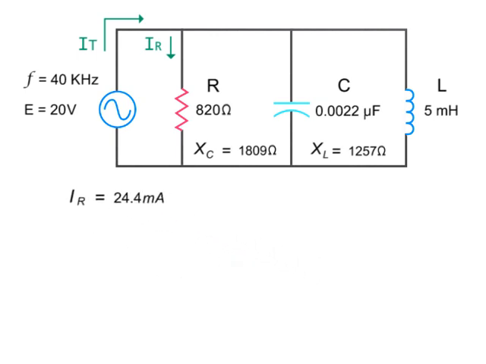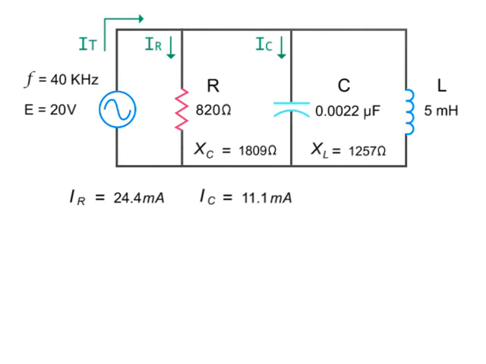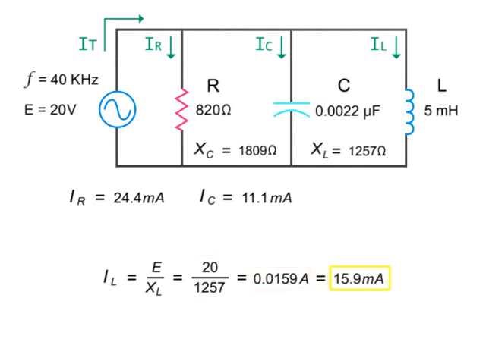To calculate the current through the capacitor, divide the source voltage by the capacitive resistance, or 20 volts divided by 1,809 ohms, which equals 11.1 milliamps. To calculate the current through the inductor, divide the source voltage by the inductive resistance, or 20 volts divided by 1,257 ohms, which equals 15.9 milliamps.